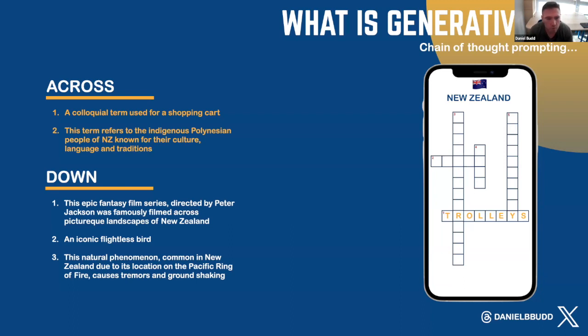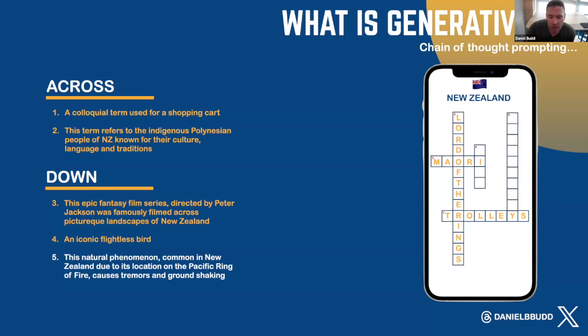My second prompt for two across would be the term referred to for Indigenous Polynesian people of New Zealand, known for their cultural language and traditions. And they, of course, are the Maori people. Three down. It's an epic fantasy film directed by Peter Jackson, famously filmed across New Zealand's picturesque landscape. James, do you know this one? Oh, might be Lord of the Rings. It is, in fact, Lord of the Rings.